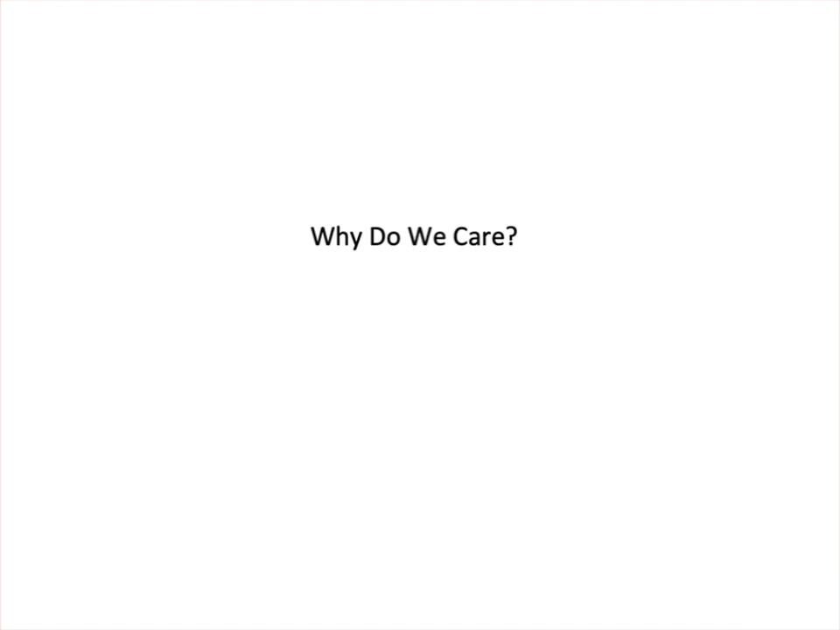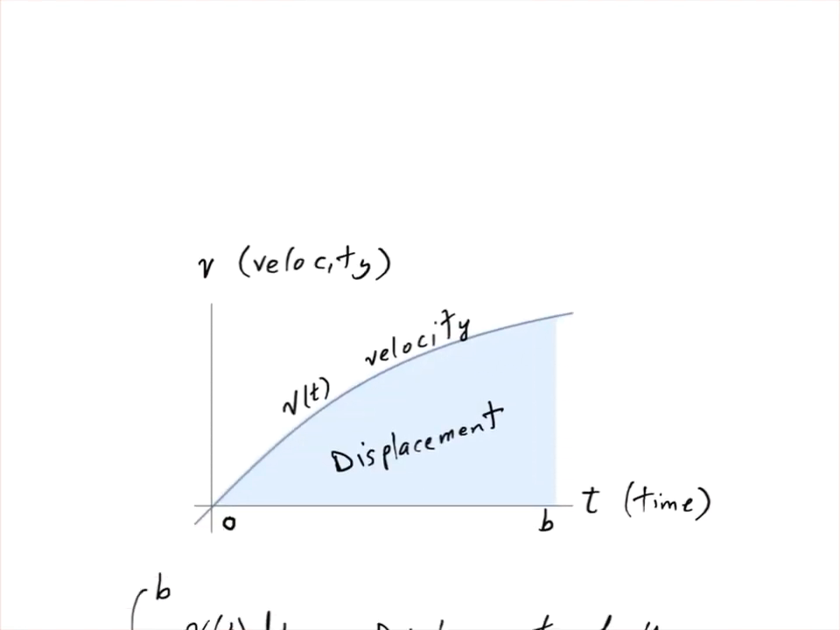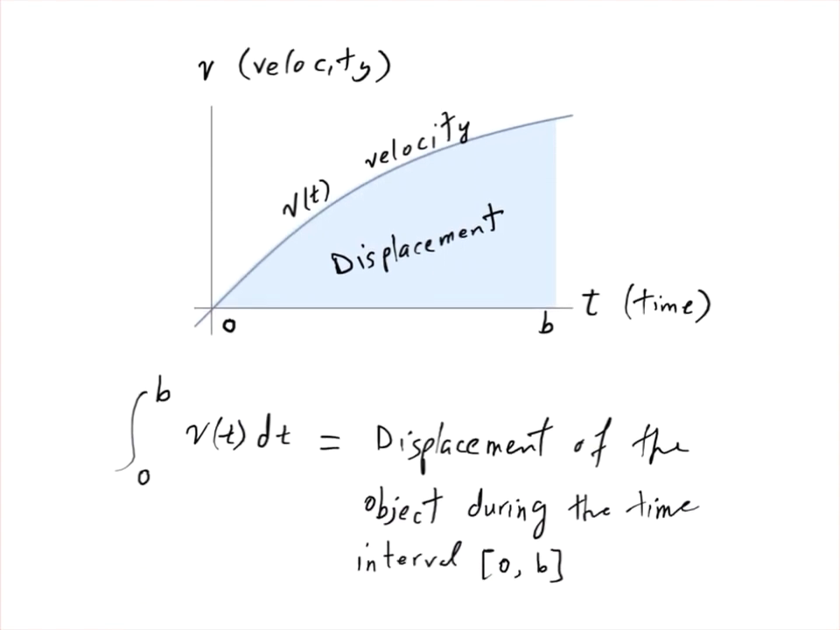Why do we care? Let's look at some examples. Here we have an object that moves on a straight line, and its velocity function has this graph. Then the area between the graph and the t-axis, the time axis, is the displacement.